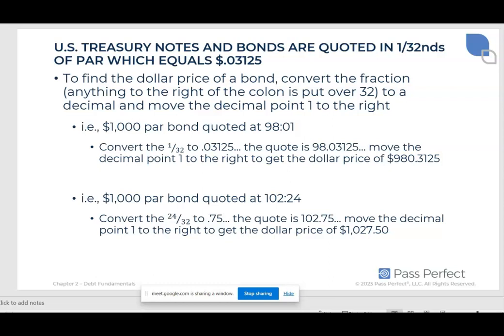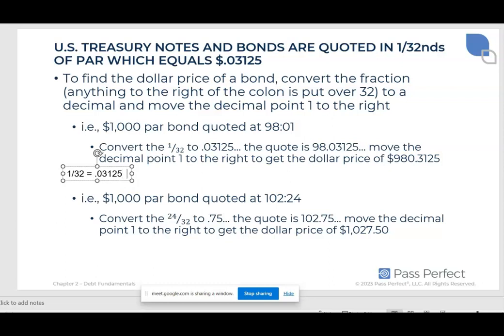So everything that you see to the right of the punctuation mark tells you how many fractions of a 32nd. This bond quote says it's 98:01. After the punctuation mark is 01, which means 1/32nd percentage of par value. Now again, if you grab your calculator and divide 1 divided by 32, that gives you 0.03125. You see there are all kinds of decimal places here, out to 5 decimal places.